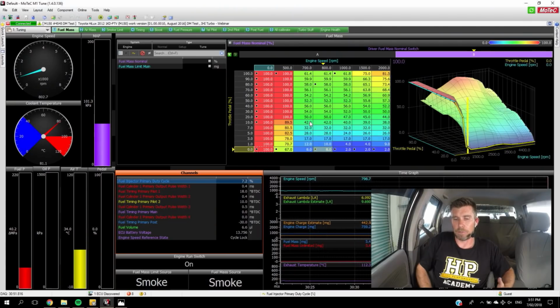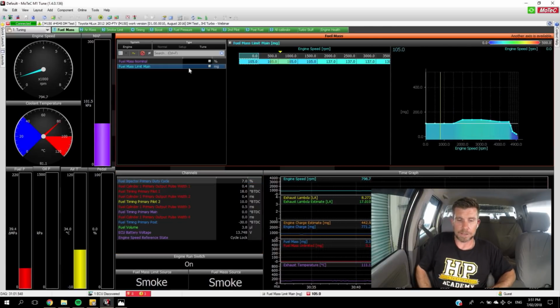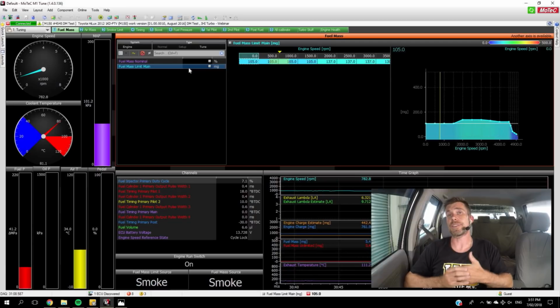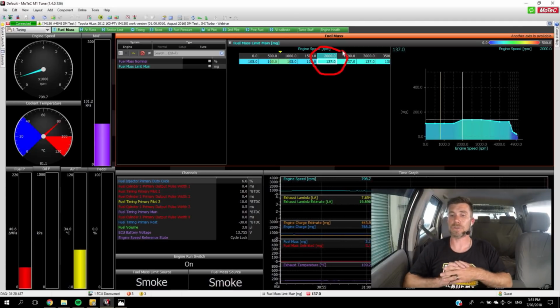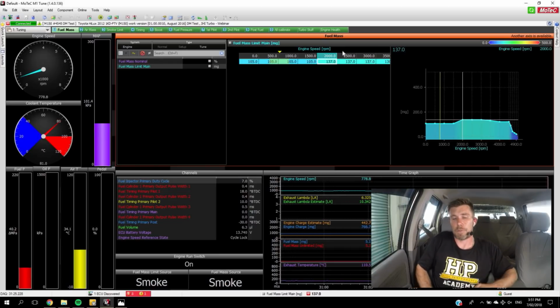So the screen that I'm on here, MoTeC have labelled as fuel mass nominal. Just to explain how this works, if we look here at this particular table, this table is our fuel mass limit main. So this is the maximum amount of fuel mass that will be delivered into the engine for each RPM breakpoint. And this is measured in milligrams. So for example, the maximum amount of fuel that will be delivered here at 2000 RPM is 137 milligrams. So this is our maximum amount of fuel.